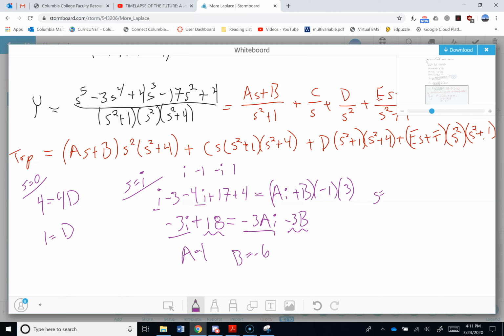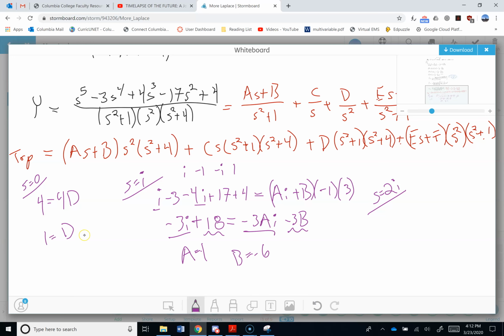So I have to run, but your other choice is S is 2i, which is going to zero out everything except the ES plus F term. And then if you do this same equating trick, you'll have this. Remember that when you're doing 2i to the 5th, you have to do 2 to the 5th times i to the 5th. But otherwise, you can get this done pretty easily.